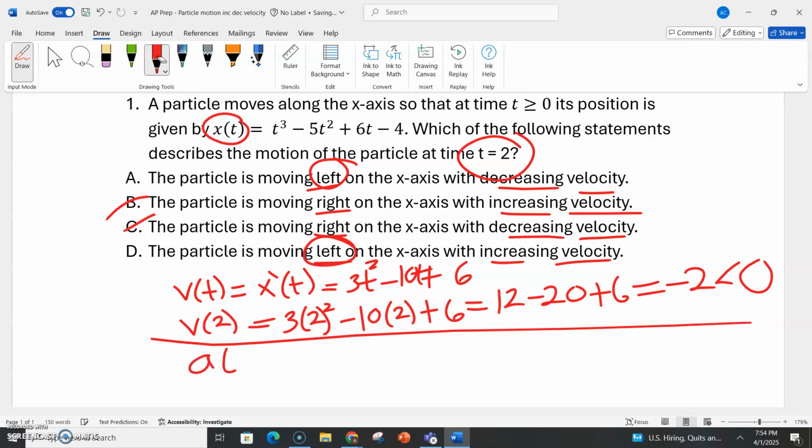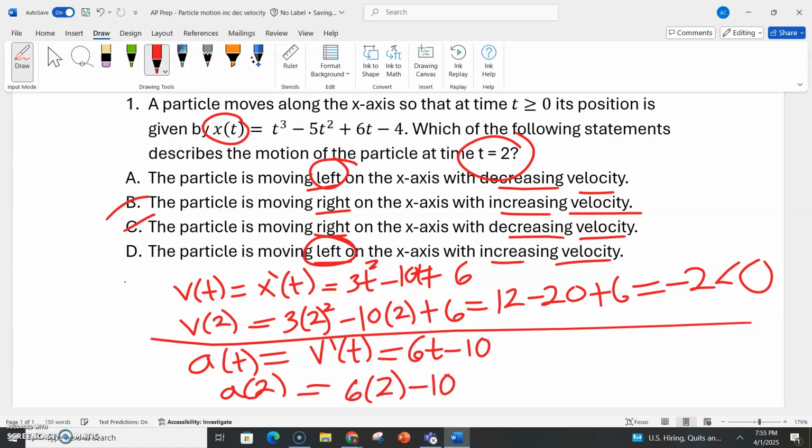I know that acceleration is the derivative of velocity. So this is v prime of t, which in this case is 6t minus 10. And I want to find it specifically at 2. And I see a of 2 is 6 times 2 minus 10, which is 12 minus 10, which is 2, which is positive. Therefore, I can see that my velocity is positive, therefore increasing. So I am forced to choose option D.